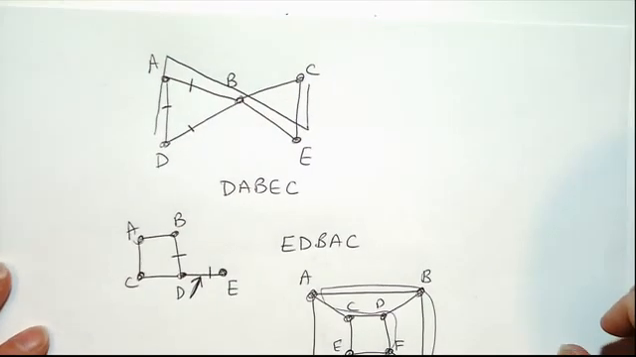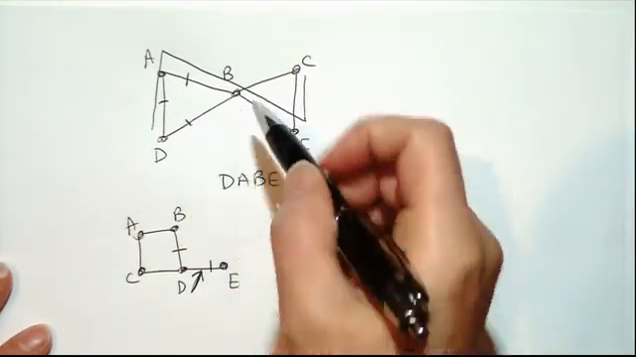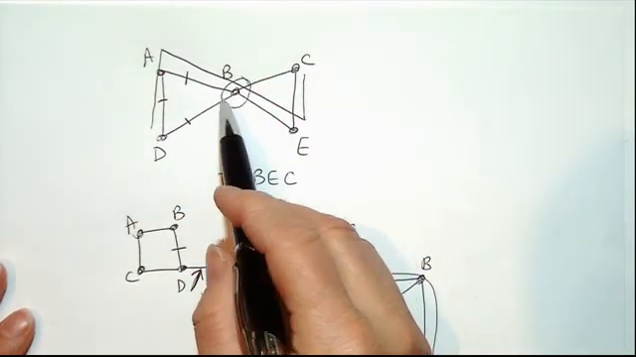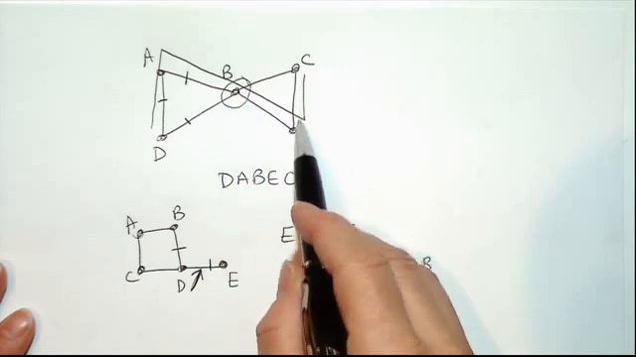Here are a few other pictures of graphs. Anything that looks like a bow tie we can't do, because at this node B, we're not allowed to start there, come back to it, and go back out again.